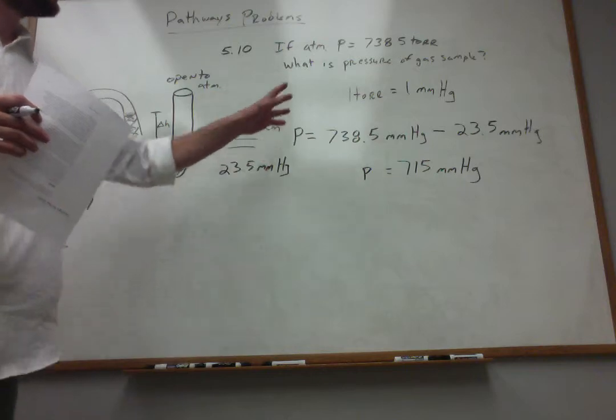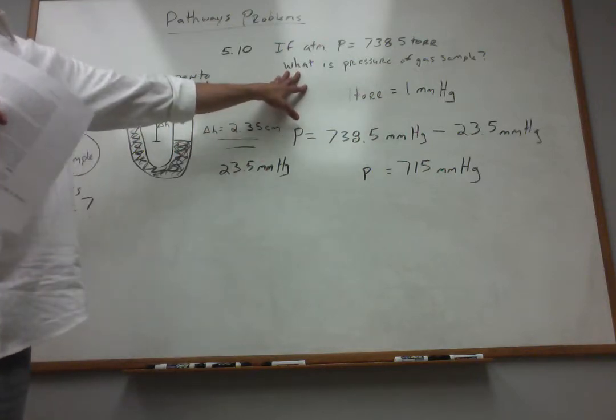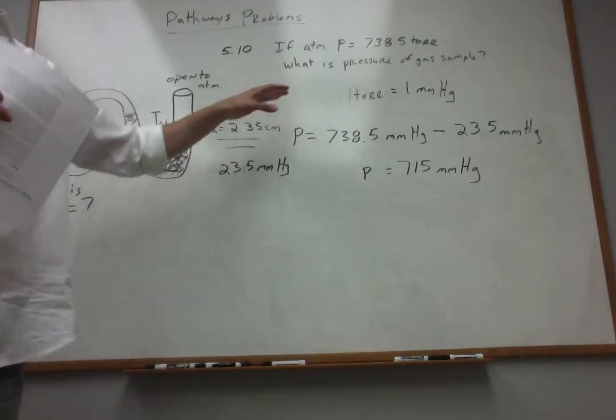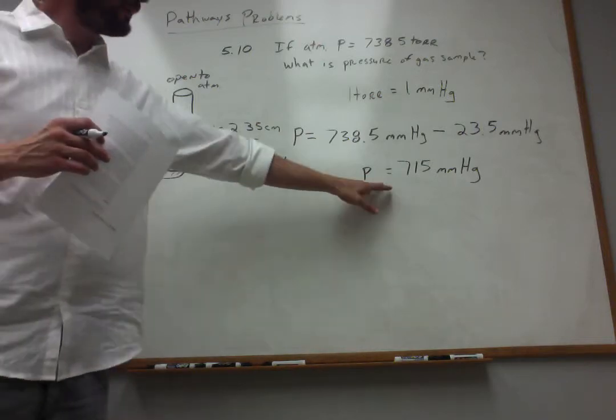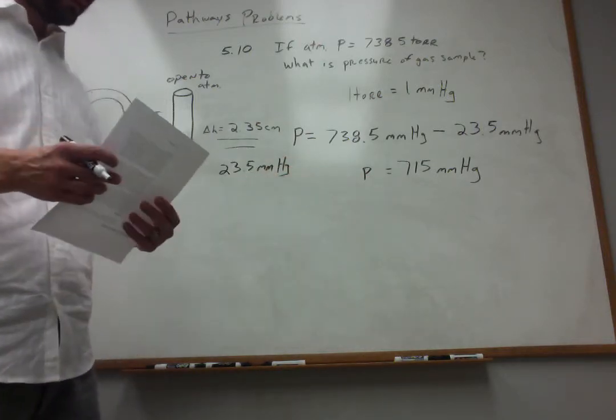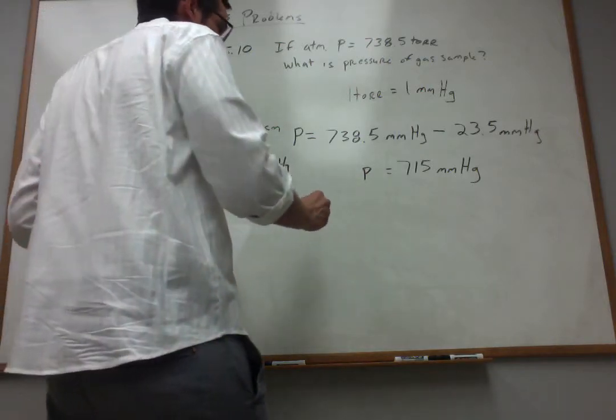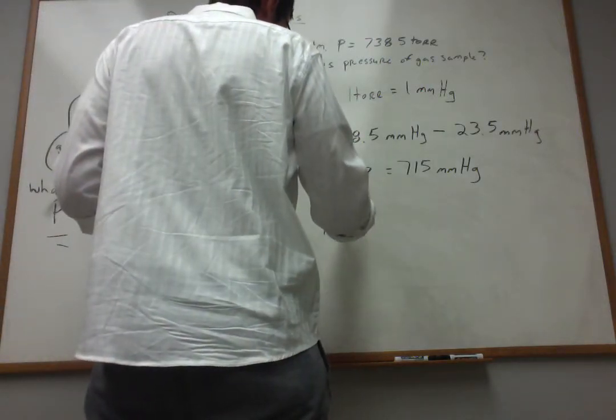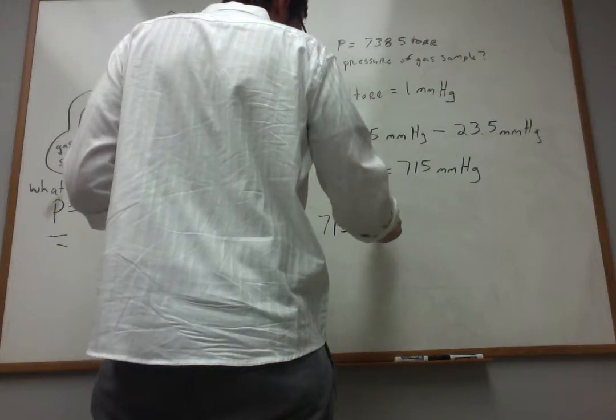Now, one more thing. This problem, and I didn't explicitly say it, but the problem in the book asks for your answer in atmospheres, not in millimeters of mercury. If it asked in millimeters of mercury or didn't specify, this would be an acceptable answer. But it did ask for us to convert to atmospheres, so let's do that real fast. It's pretty easy.